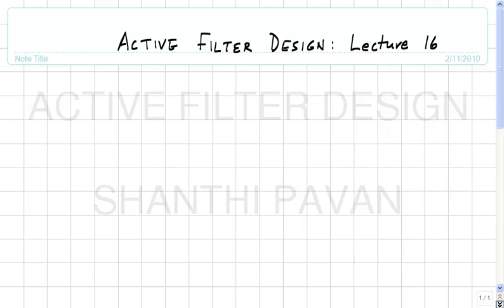So this is active filter design lecture 16. What we saw in the last class was a way in which one could use control sources to realize a second order band pass filter.